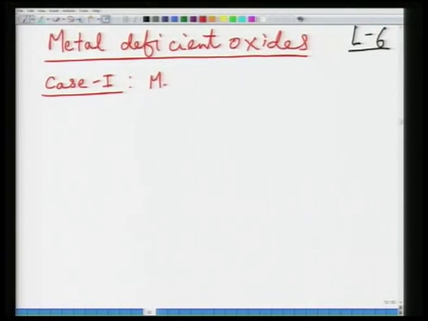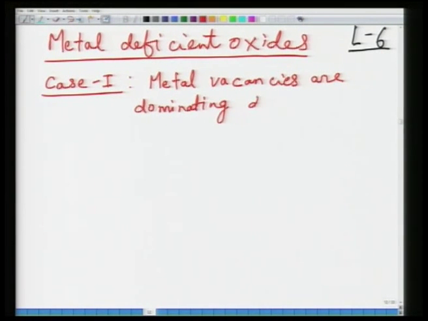We will deal with two cases. The first case, case 1, is when metal vacancies are the dominating defects.